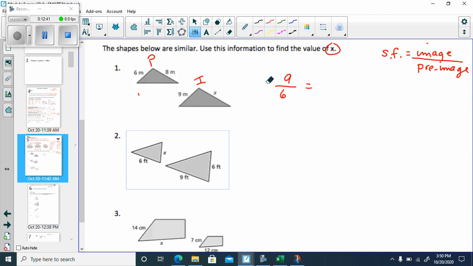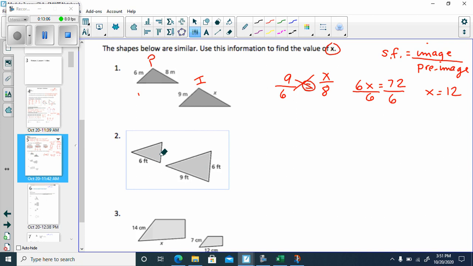Now we're trying to decide if these ratios are equal. This is x, that's 8. x over 8. There we go. 6x is equal to 9 times 8, which is 72. We'll divide both sides by 6, and x will be equal to 12, okay?